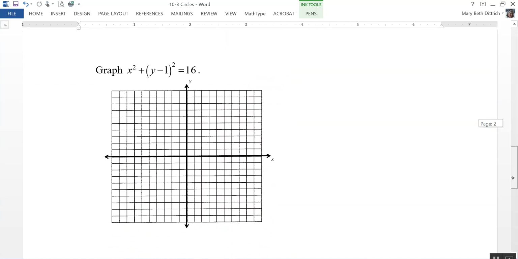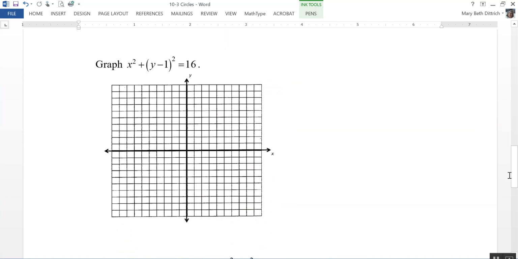Now we get to graph a circle, so we have to graph the equation x squared plus the quantity y minus 1 squared equals 16. So looking at this, I can tell that my center is going to be, notice there's no x minus h, so my h is going to be 0, and my k is going to be 1, and my radius is going to be 4 because this is r squared. r squared is 16, so r is 4.